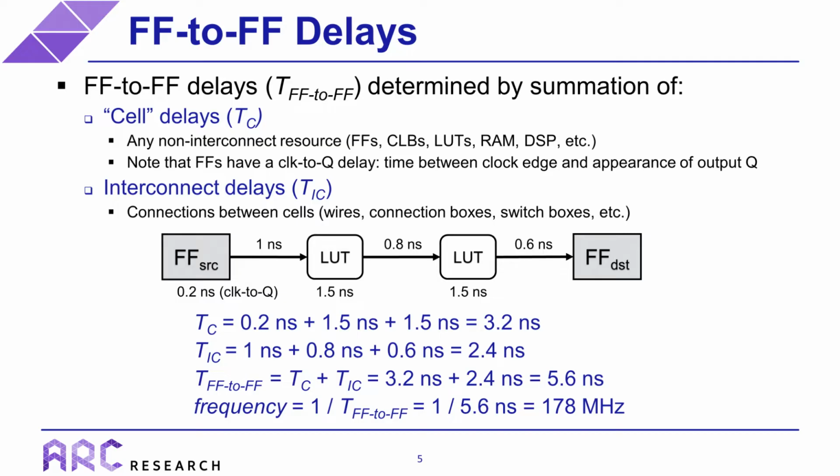So let's take a look at the example on this slide, where we have a total cell delay of 3.2 nanoseconds, which comes from the 0.2 nanoseconds from the clock to Q of the source flip-flop and 1.5 nanoseconds from each lookup table. Similarly, we have a total interconnect delay of 2.4 nanoseconds, which comes from the delays of the 3 wires. Now, if you're wondering why the wires have different delays, this is very common and results from the router establishing different length paths between the components, either because the placer placed the components different distances from each other, or because of routing congestion. The total flip-flop to flip-flop delay here is the sum of the cell and interconnect delays, which is 5.6 nanoseconds. This means that the maximum frequency for this example is 178 megahertz.